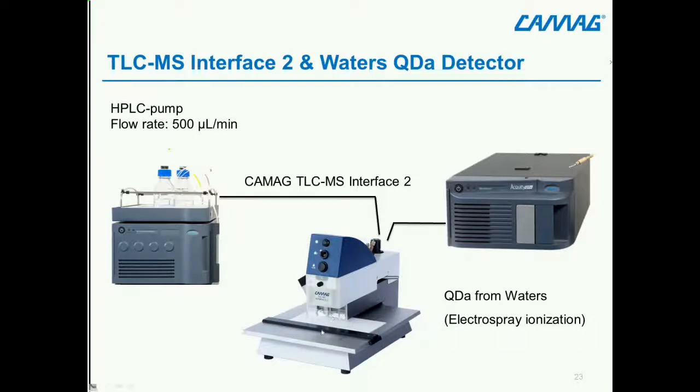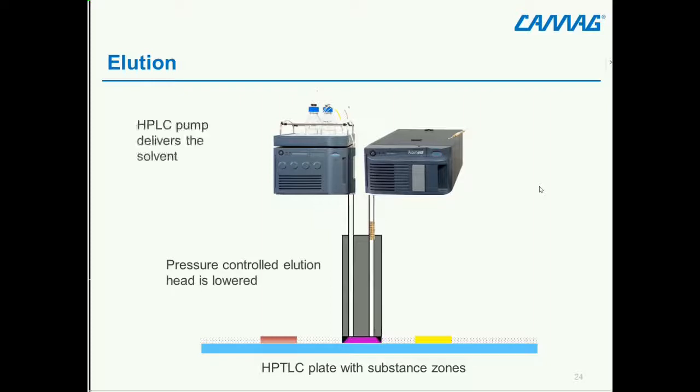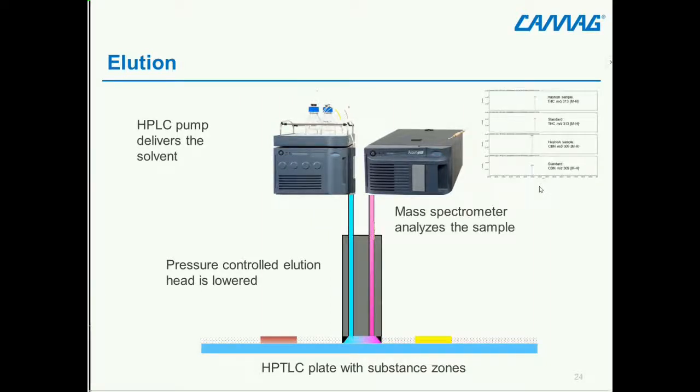You just position the head of the interface over your target zone, then you lower the head, the solvent is running through the head and eluting the whole target zone inside of the mass spectrometer. Within less than a minute you get the signal. So here you can see how it works. The head is lowered on the target zone, solvent is going through, and you get the results of your sample.